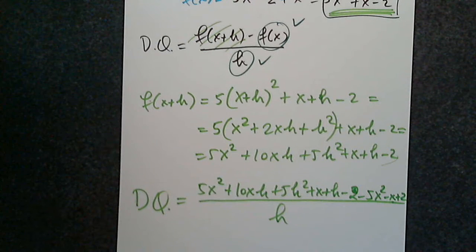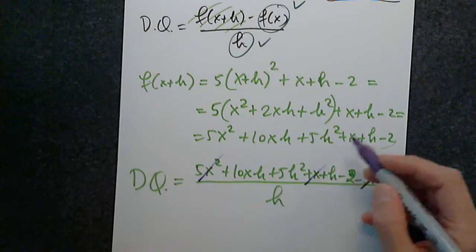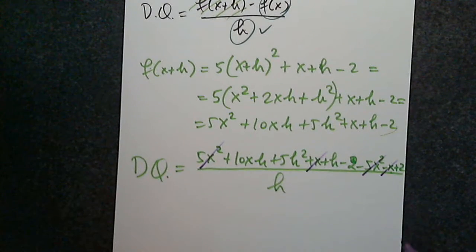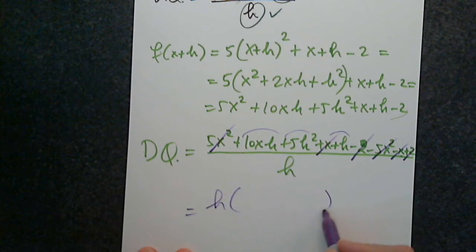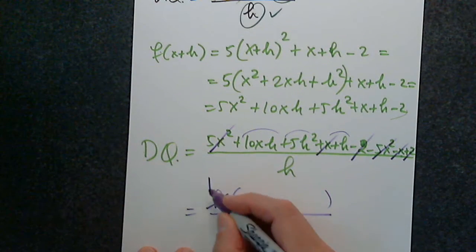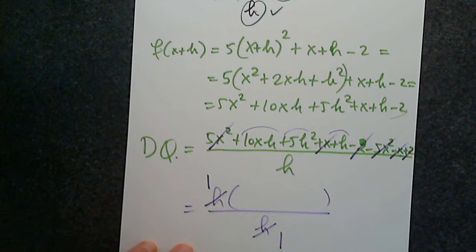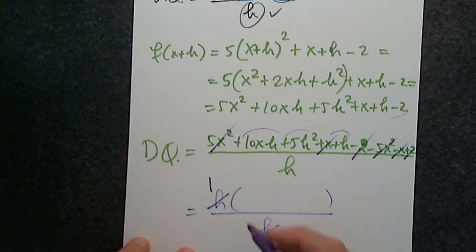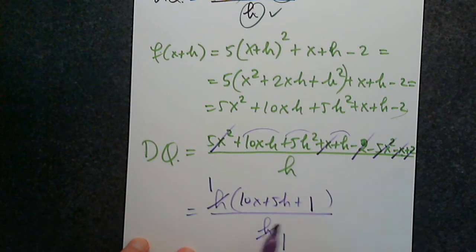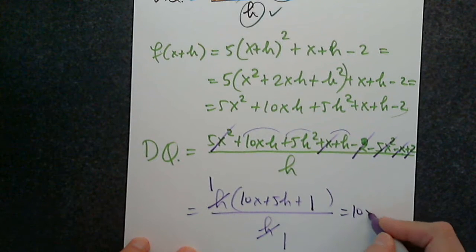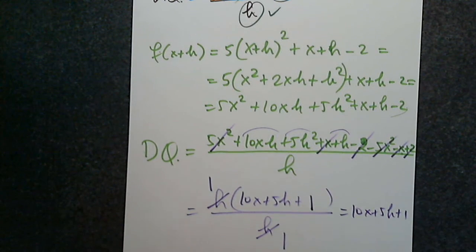Let's see if we had an error. Yes, awesome. 5x squared with negative 5x squared. Great job. Negative x and positive x. Great. So the remaining 3 terms, 1, 2, 3, they have h in common, because that h will allow us to get rid of the h in the denominator. So what is left? 10x plus 5h plus 1. So 10x plus 5h plus 1 is the final simplified form of this.